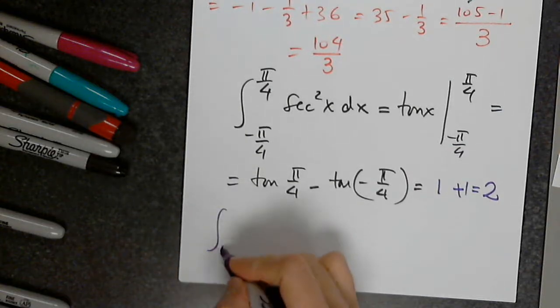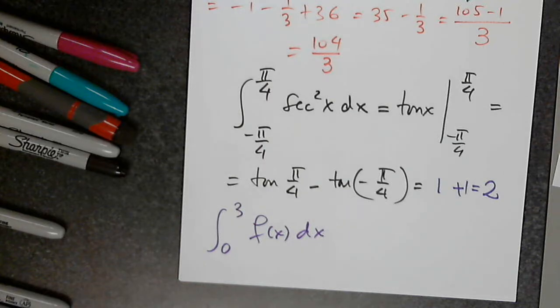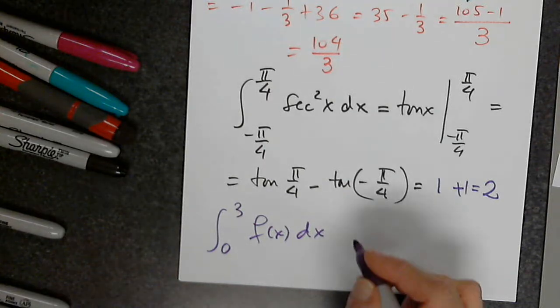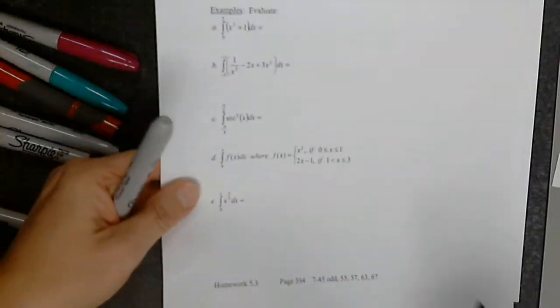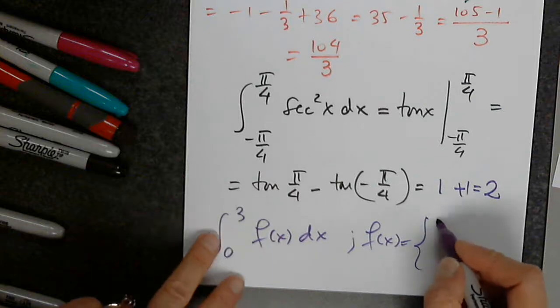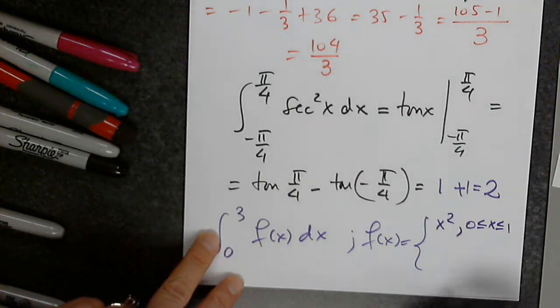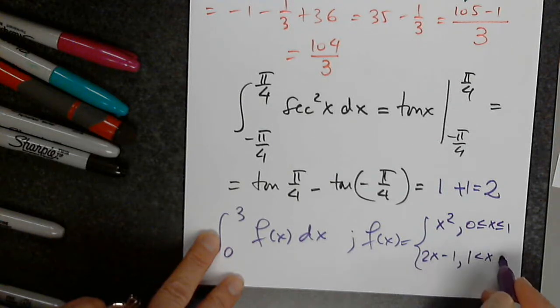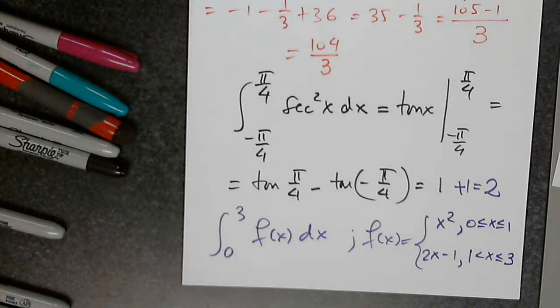The integral from 0 to 3 from f of x dx. Any questions from me, please? And we are given this function in the form of, what type of function is this? Very good, excellent. So this is x squared if x is between 0 and 1, and it's 2x minus 1 for x between 1 and 3. What do you think we will need to do here?